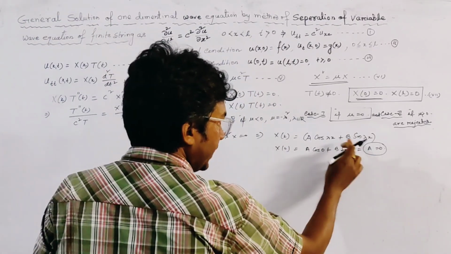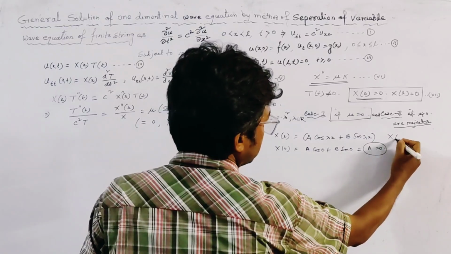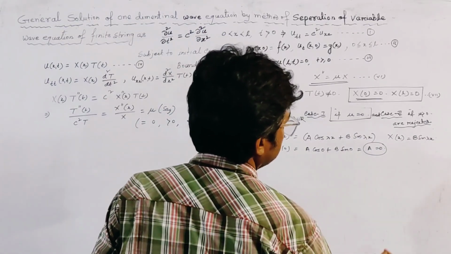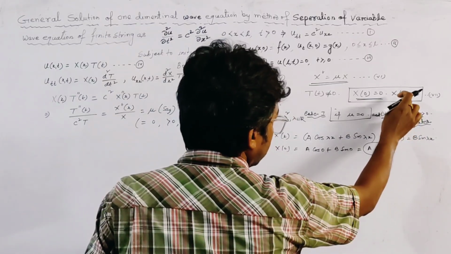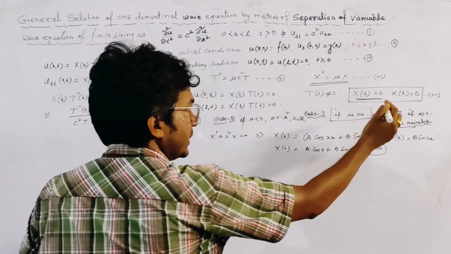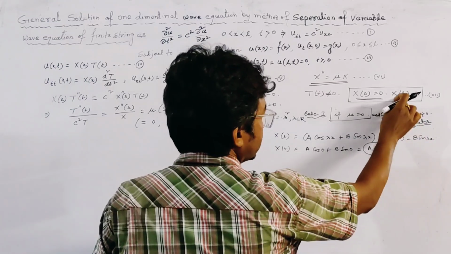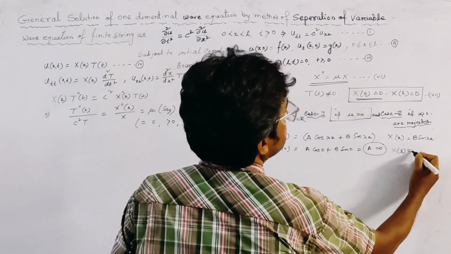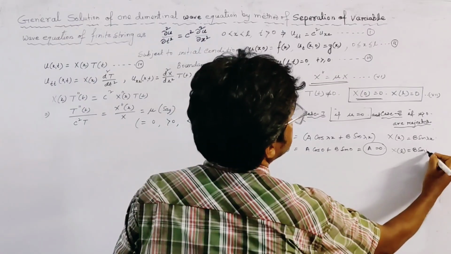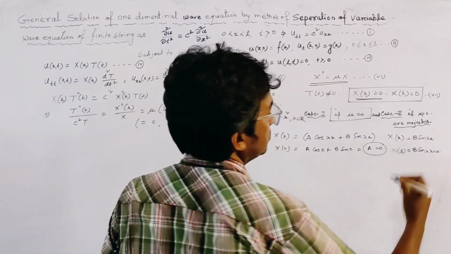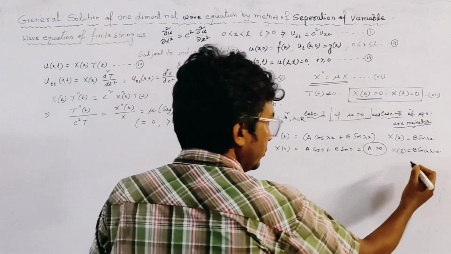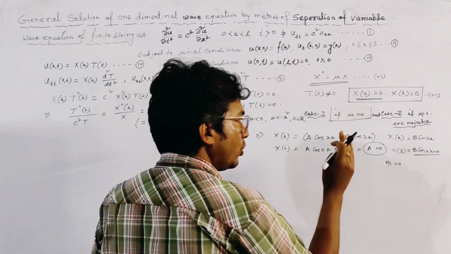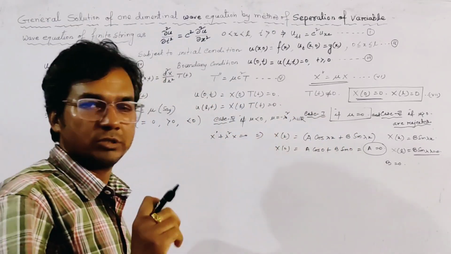Now putting the value of a equal to 0 here, we get X(x) equal to b sin(lambda x). Now put x equal to L here, because X(L) is also 0, that is X(L) = b sin(lambda L) = 0. From this condition, if we take b equal to 0, then we also arrive at the trivial solution.